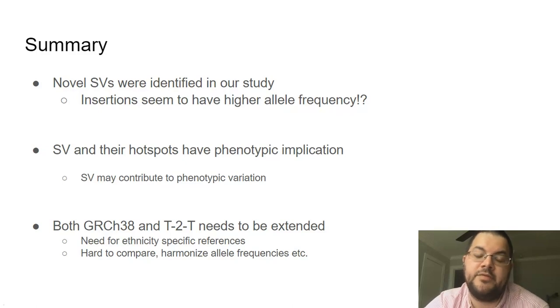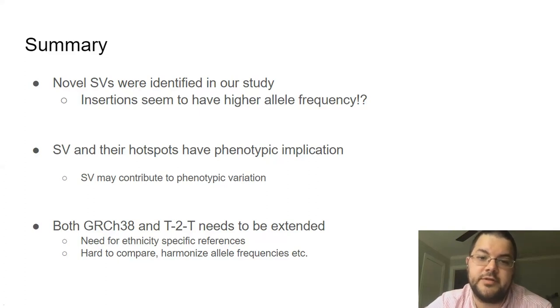So what did we find and what did we learn? Well, we identified a lot of novel structural variants in our current study of the 1,000 Han Chinese individuals using Oxford Nanopore sequencing. What was interesting for me, at least personally, is that we observe a similar ratio of insertions and deletions on the individual level compared to previous studies. However, when we look at the population level, these insertions seem to have a higher allele frequency, and therefore the ratio of insertions and deletions is shifted.